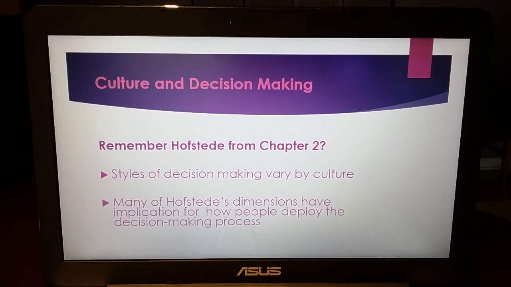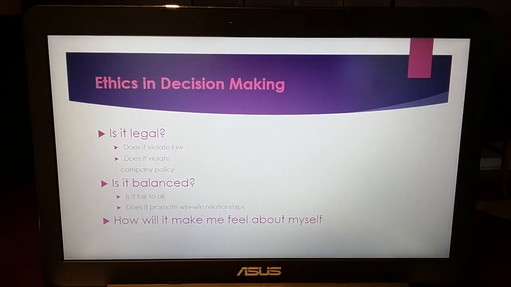And then finally, so important in decision making is the idea of ethics. And there are all sorts of different ethics tests. Some are stricter than others, but a basic one: Is it legal? Does it violate a law? Does it violate a company policy? Is it fair for everyone? And does it promote some sort of win-win relationship? So is it legal? Is it balanced? And then how will it make me feel about myself, or how will it perhaps make other people feel about me when I'm making a decision?